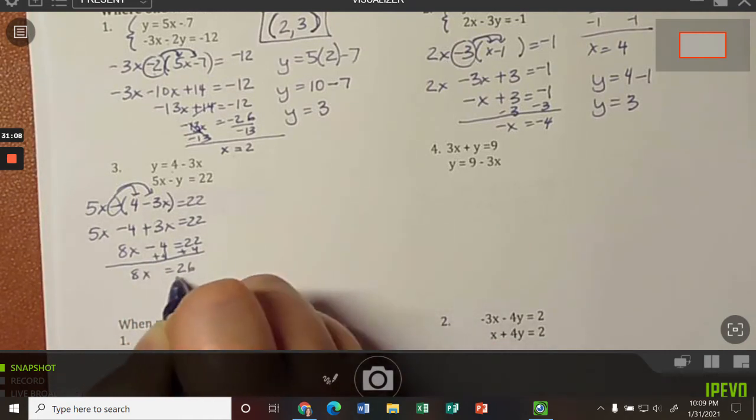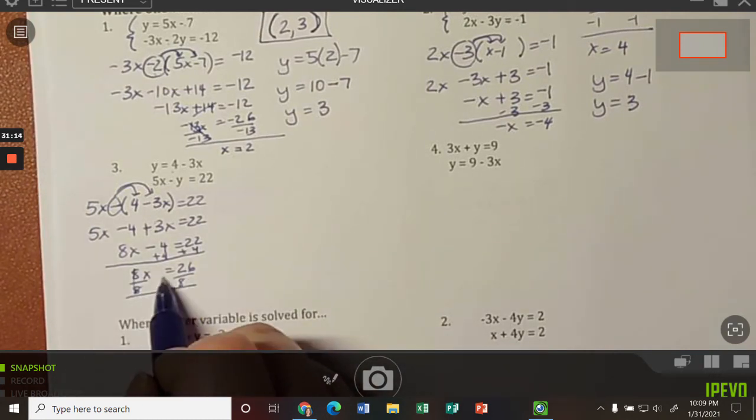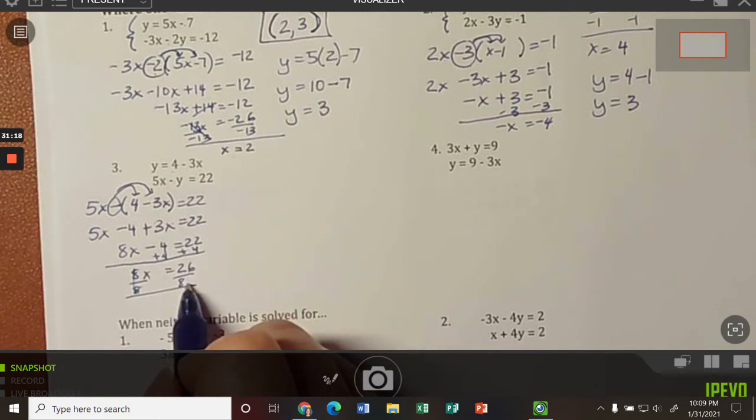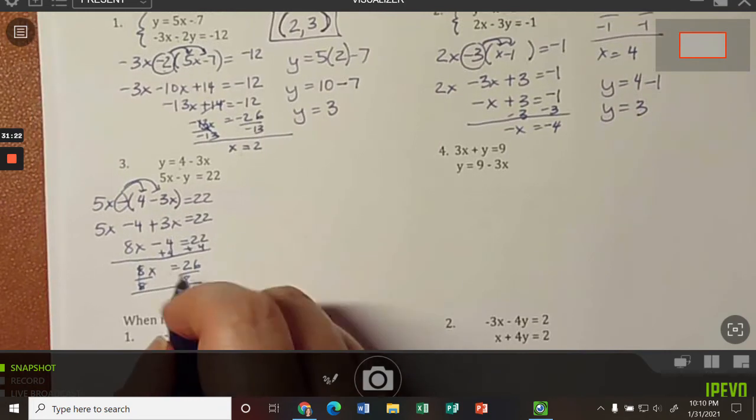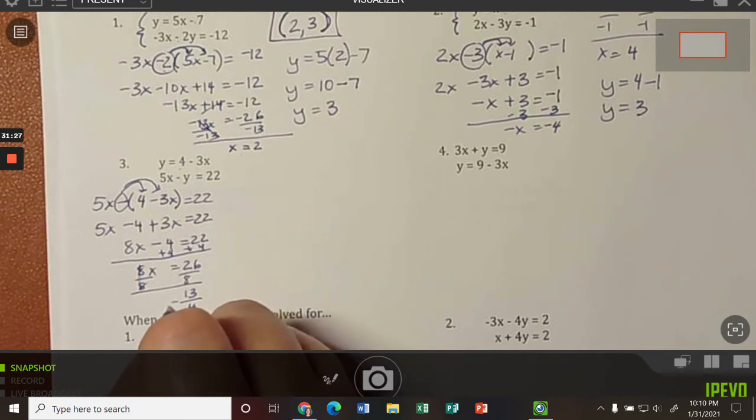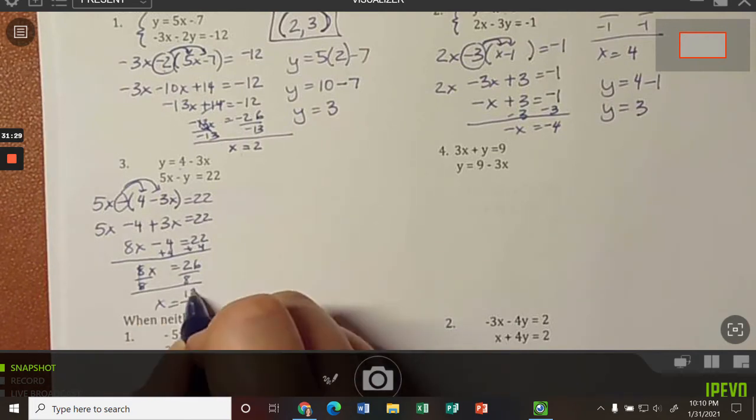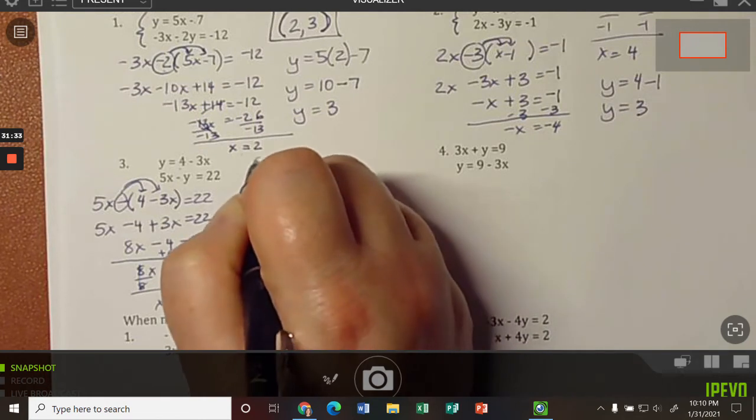And then divide each side by 8. 8 divided by 8 is 1. So we get x equals 26/8. Well, 26 and 8 are both even. So 26 divided by 2 is 13. And 8 divided by 2 is 4. So we end up with x is equal to 13/4.